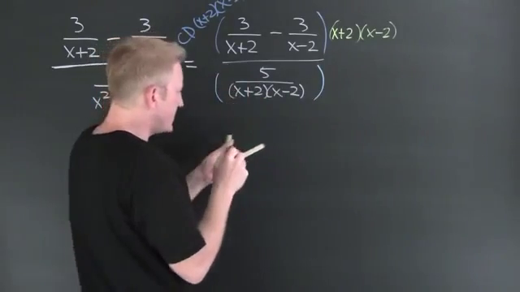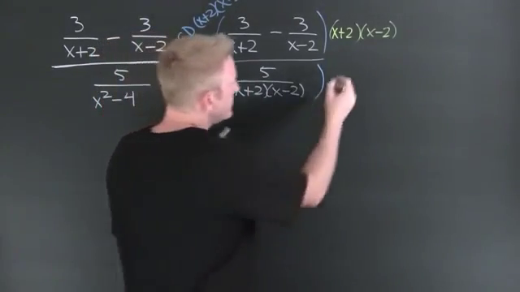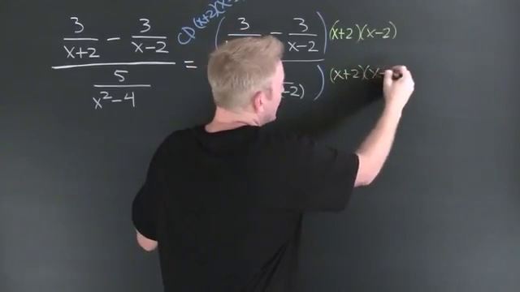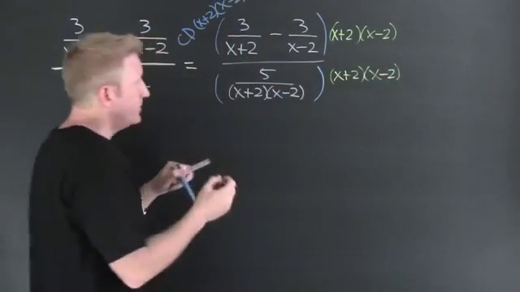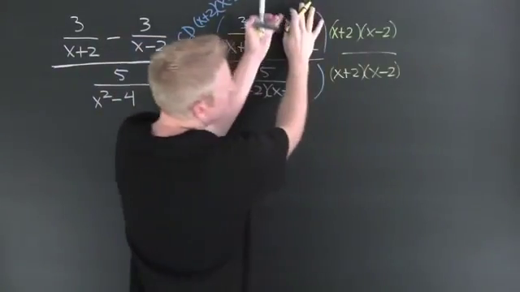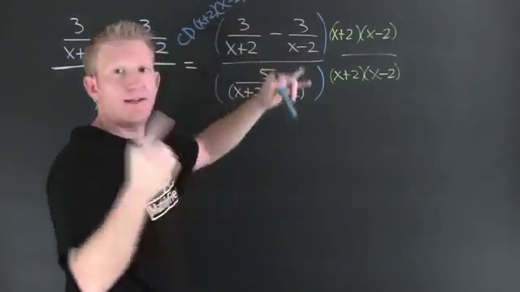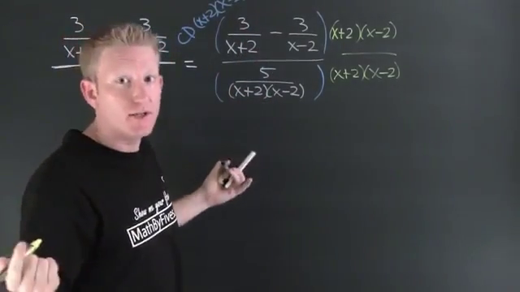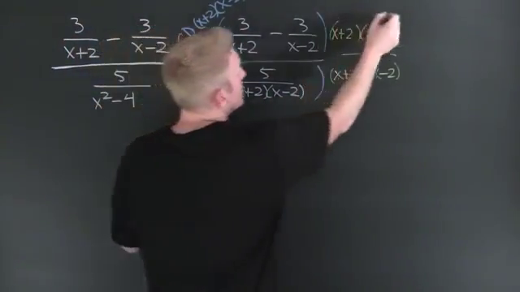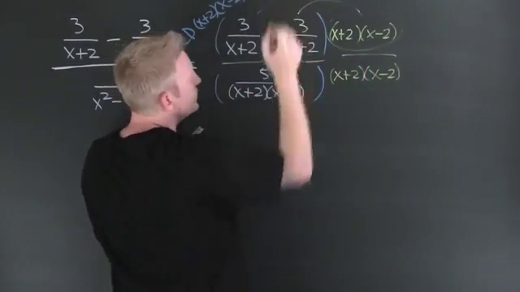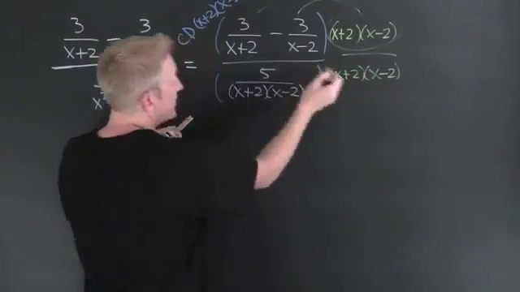But what you do to the numerator, you must also do to the denominator. Essentially we're multiplying by 1. See how x plus 2, x minus 2 over x plus 2, x minus 2, that thing's 1? And then this goes, this goes, this goes. And similarly down here.